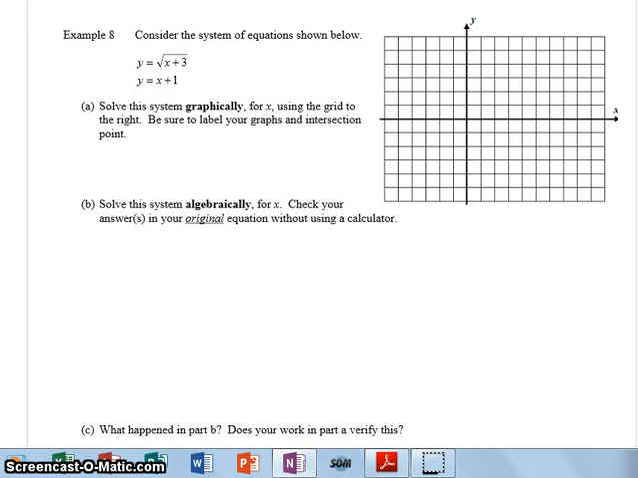Example 8. Consider the systems of equations. So a system of equations just simply means that you have more than one function, and usually you're trying to find where the two intersect. Okay, so you want to know where this is a square root graph, this is a line, it's linear, and you want to know where they intersect. Solve this system graphically for x using the grid to the right. Be sure to label your graphs and the intersection point.